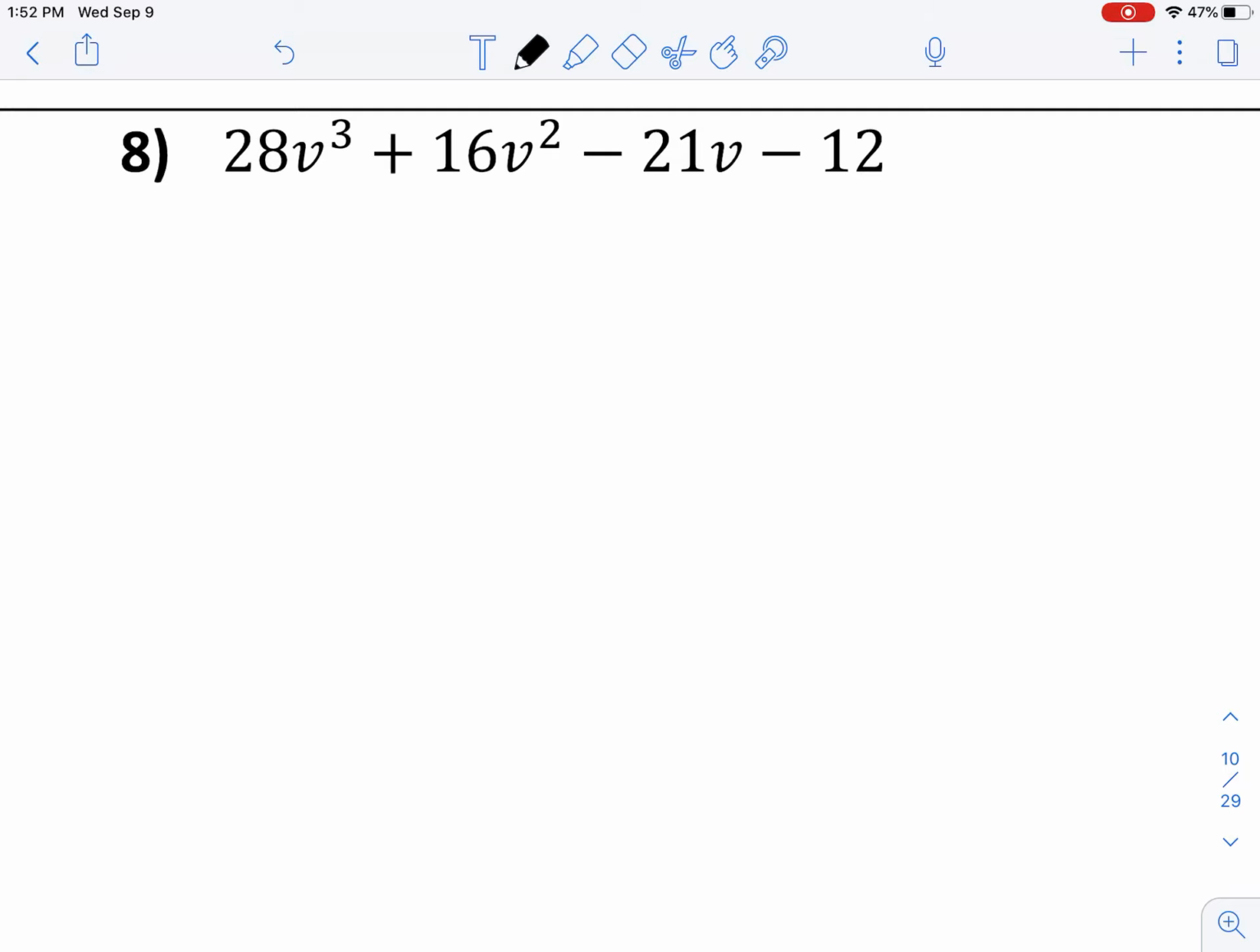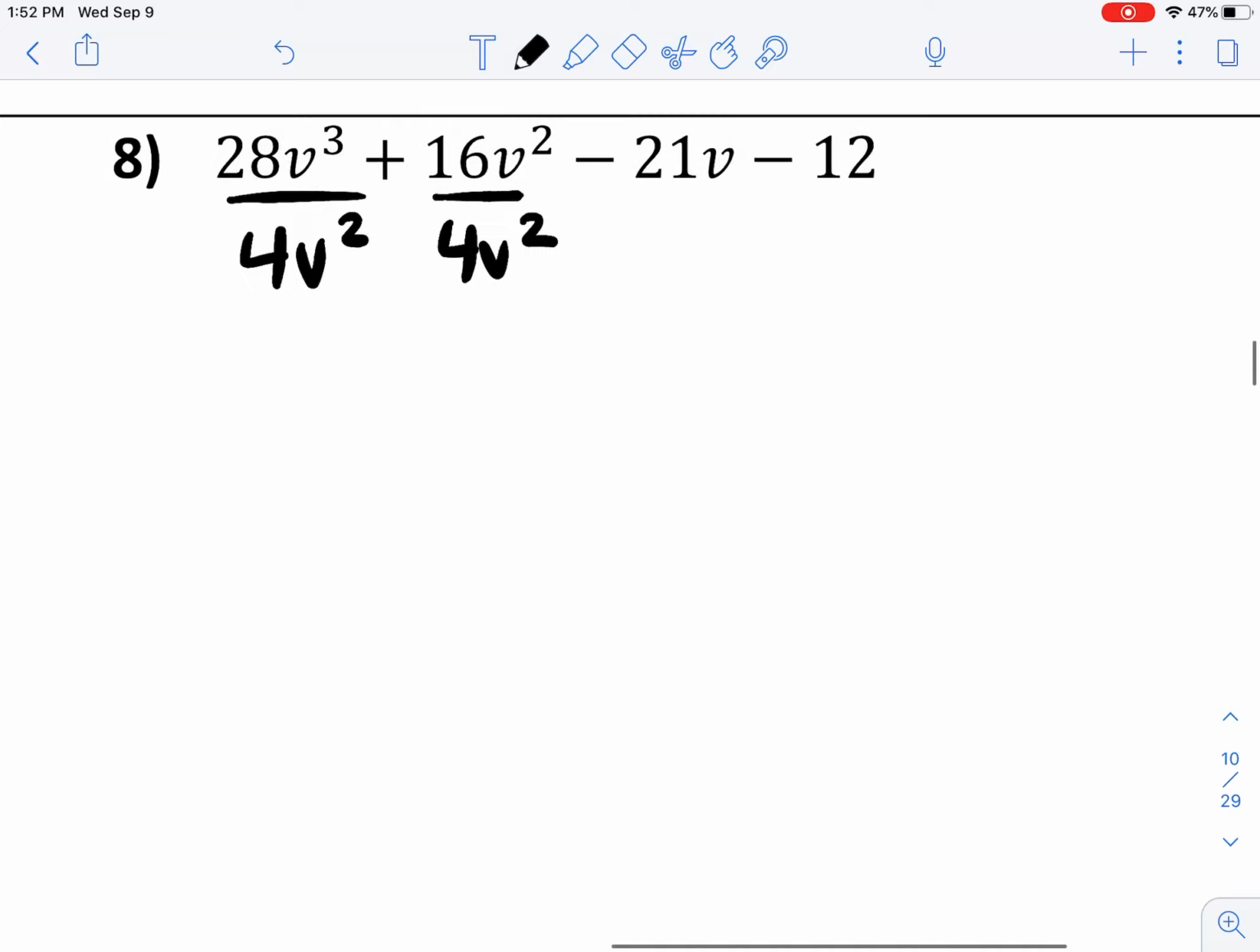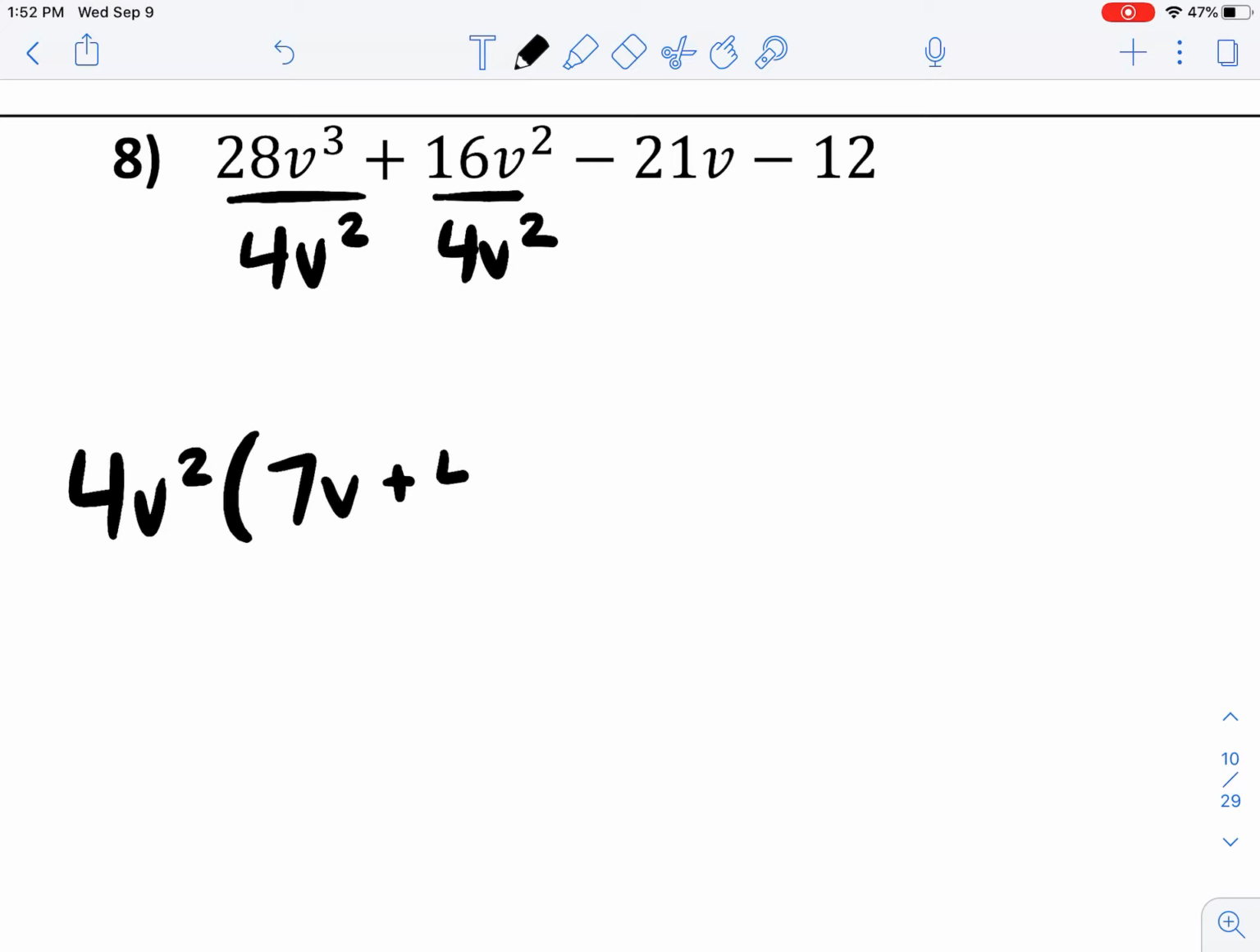Number 8, the GCF of 28 and 16 is going to be 4. So I can divide these by 4v squared. When I divide by 4v squared, I'm left with 7v plus 4. So v squareds cancel, and 16 divided by 4 is 4. Then bring down that minus sign.